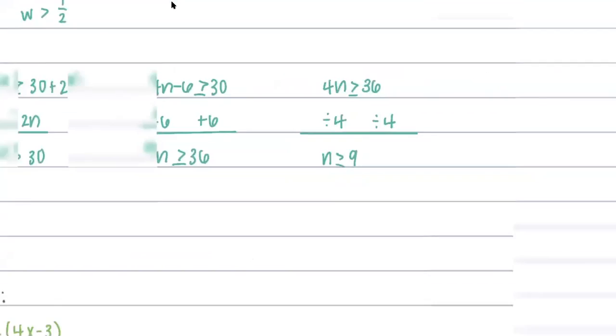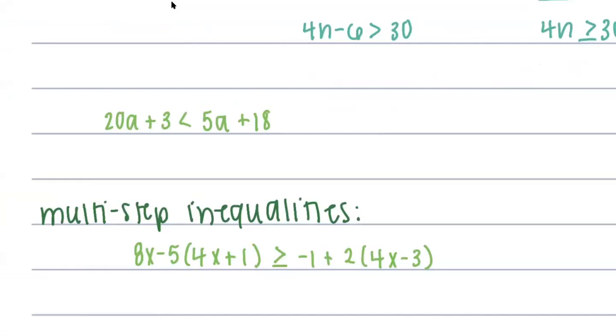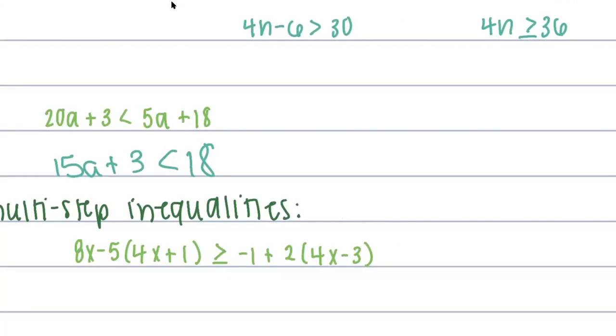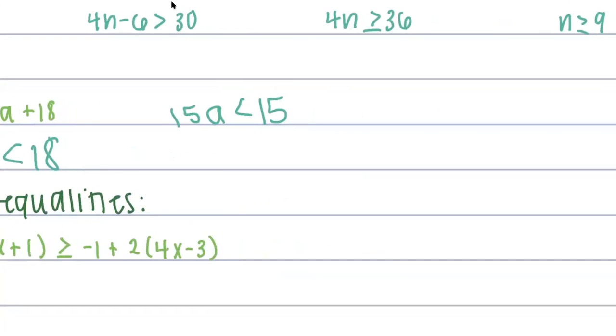Okay. The last one you guys are getting right, which is good. It is a is less than 1. You would just subtract 5a from both sides, so you get 15a plus 3 is less than 18. Then you would subtract 3 from both sides, and you would get 15a is less than 15. Then you would divide both sides by 15, and you get a is less than 1.